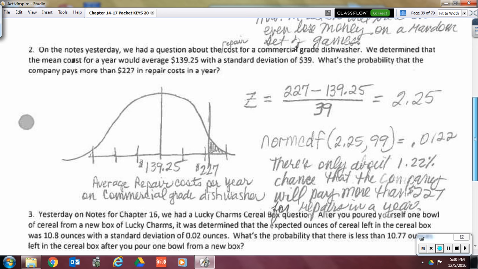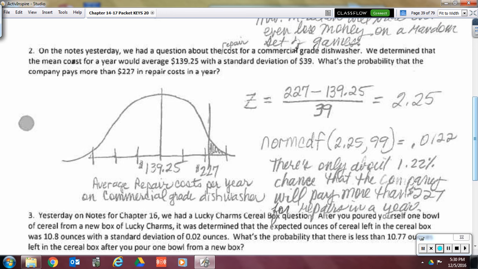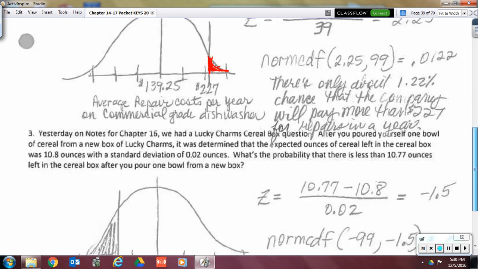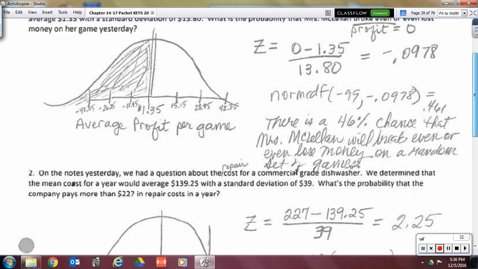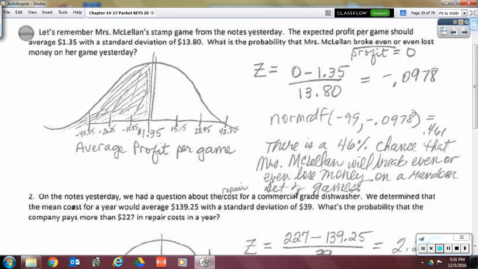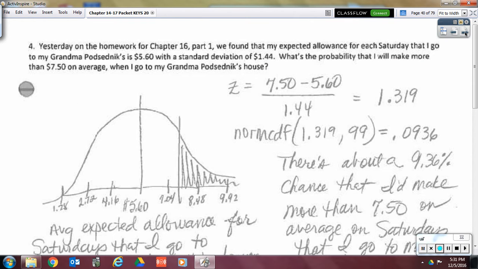For example, yesterday we did this problem where we were seeing what's the probability you're going to be paying $227 or more on the repairs. We talked about that yesterday in the notes. So I actually want to do just the two problems on page 36 before I get you going on your assignment. All right, so here we go.